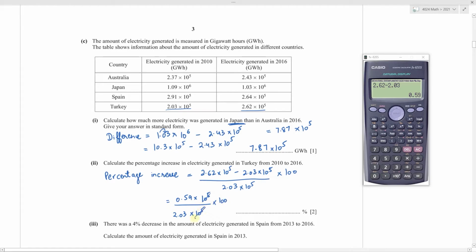So 10 power 5 and 10 power 5 cancel out. 0.59 divided by 2.03 and then multiplied by 100. So the percentage increase is 29.064, which I can write as 29.1% up to three significant figures. So 29.1%.